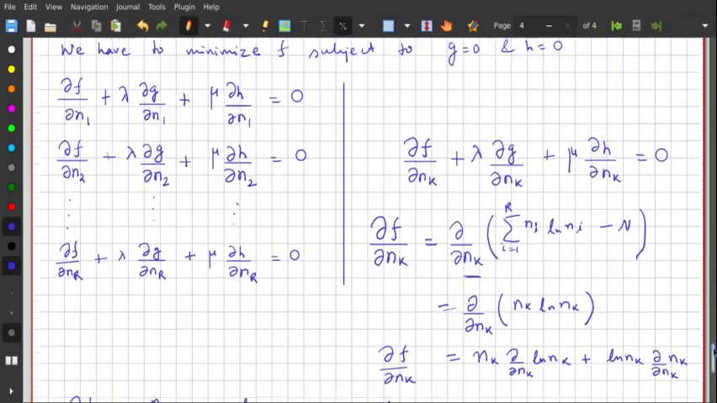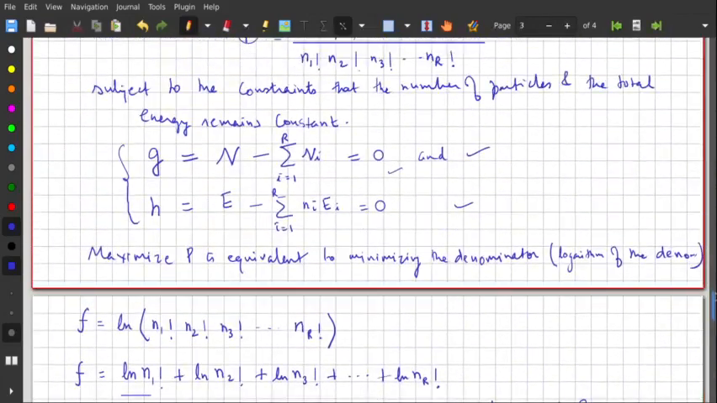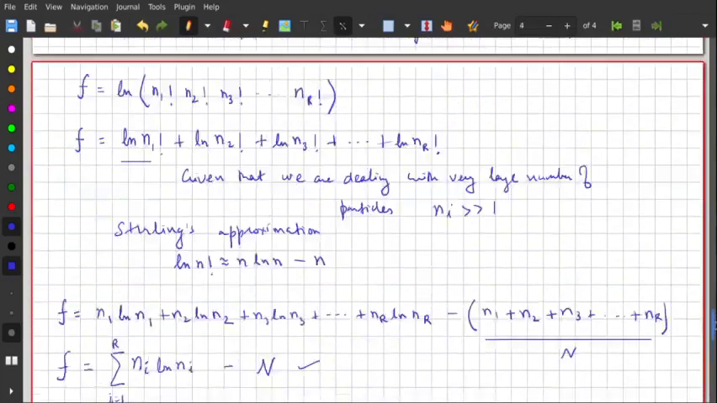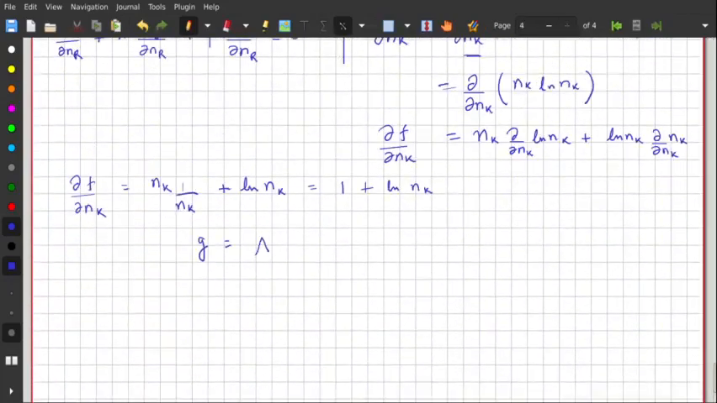Okay, and let's figure out now the second term, partial g partial nk. So let's write what g was. g was the particle conservation basically. So g was n minus the sum over i equals 1 to r of n sub i.